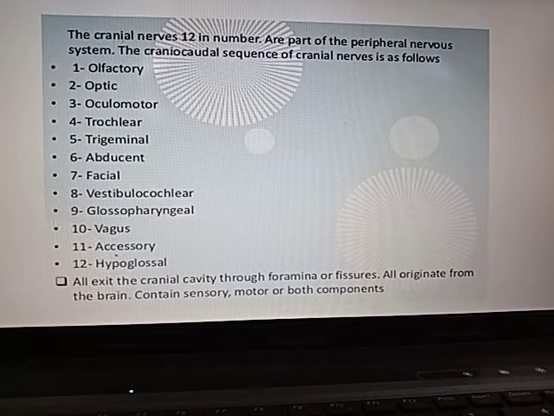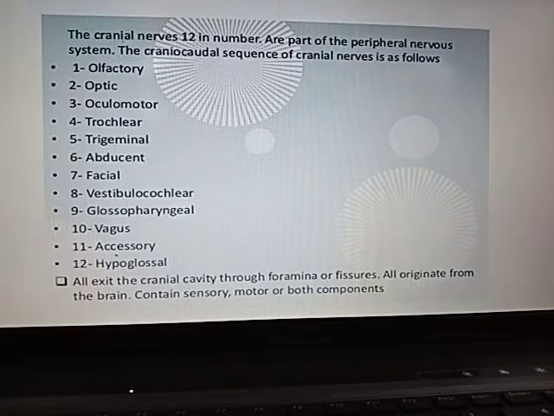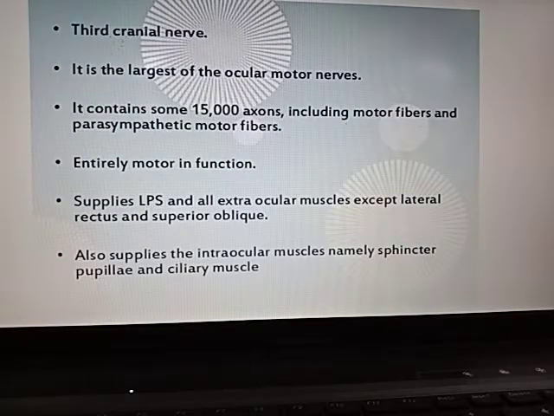All these cranial nerves exit the cranial cavity through a foramen or fissure, and all originate from the brain, containing sensory, motor, or both components. Then come to the third cranial nerve. The third cranial nerve, this is the oculomotor nerve, and the functional component of the third cranial nerve.